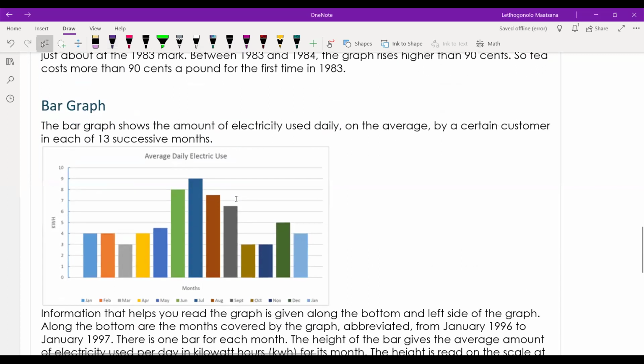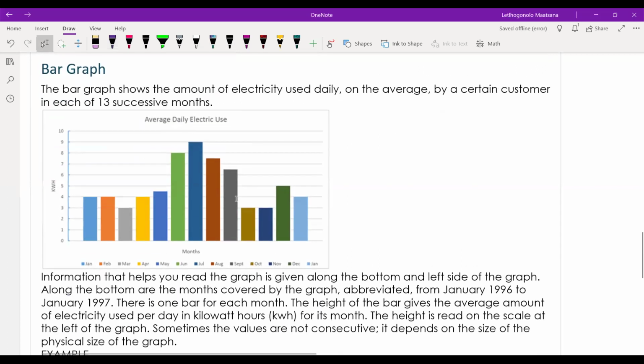Let's take a look at an example of a bar graph. The bar graph shows the amount of electricity used daily on average by a certain customer in each of the 13 successive months. So this is how much the person used in January, this is February, March, and we're just looking at their average daily electric use.